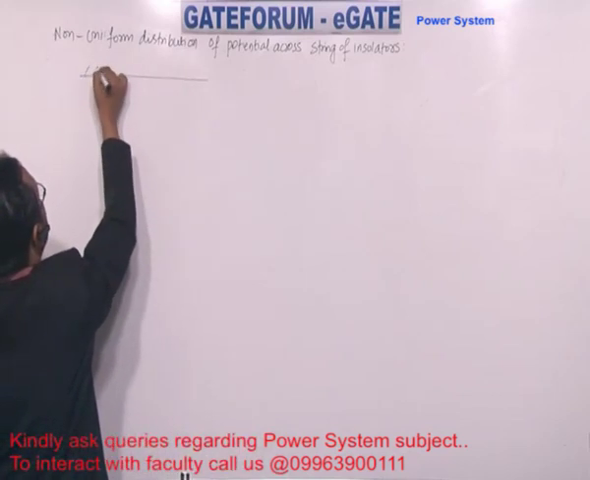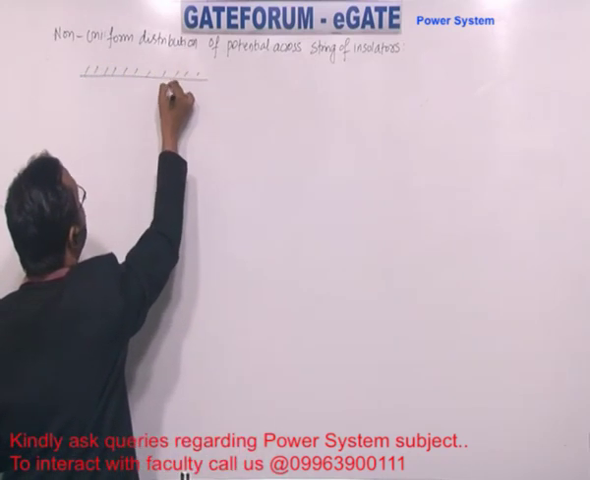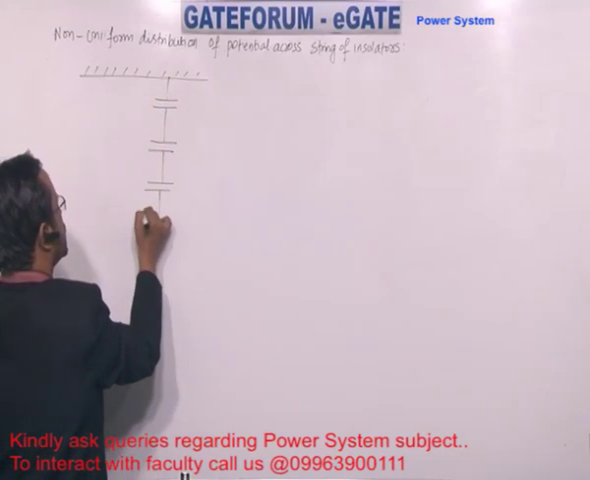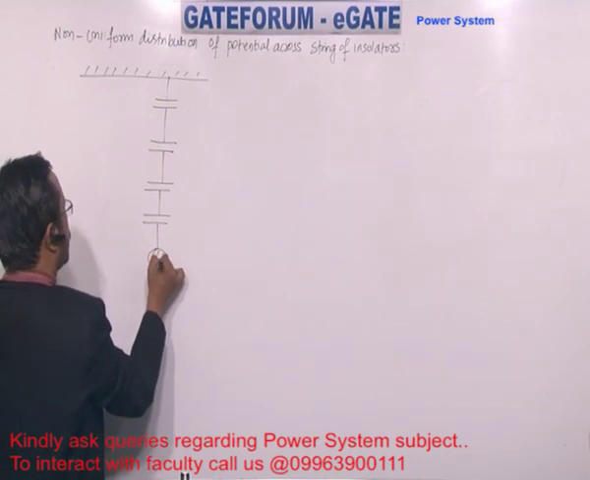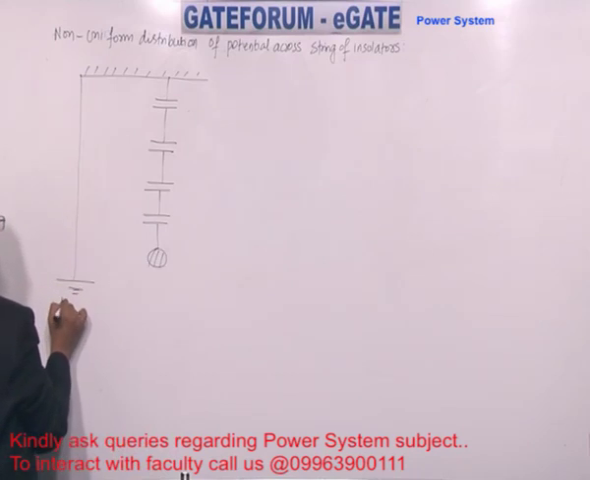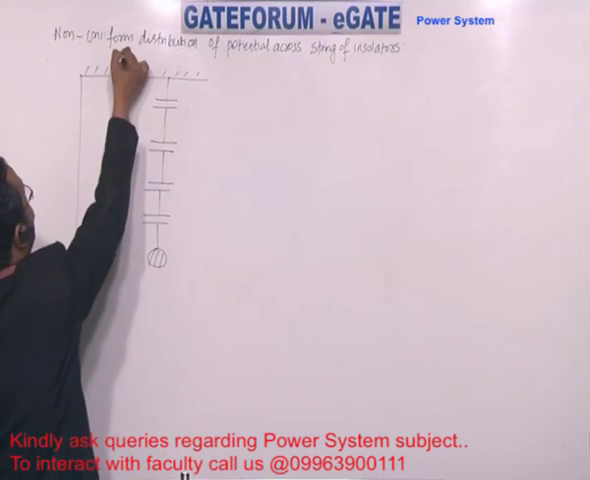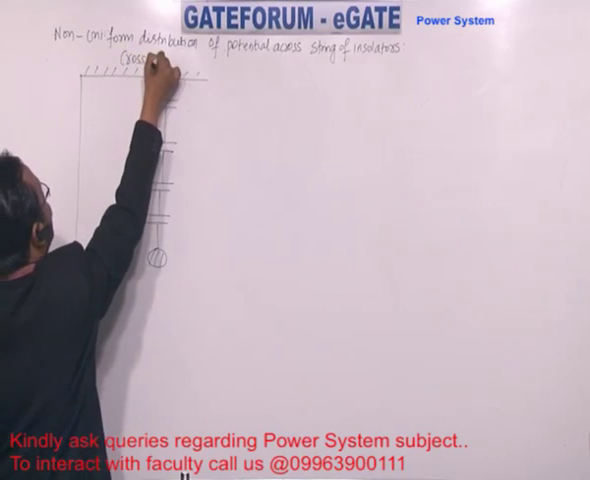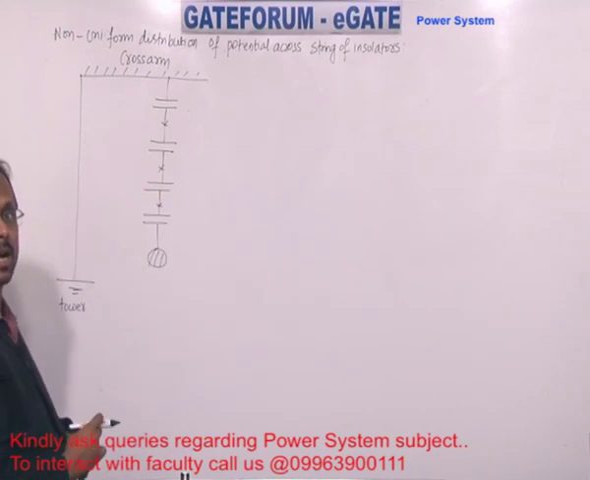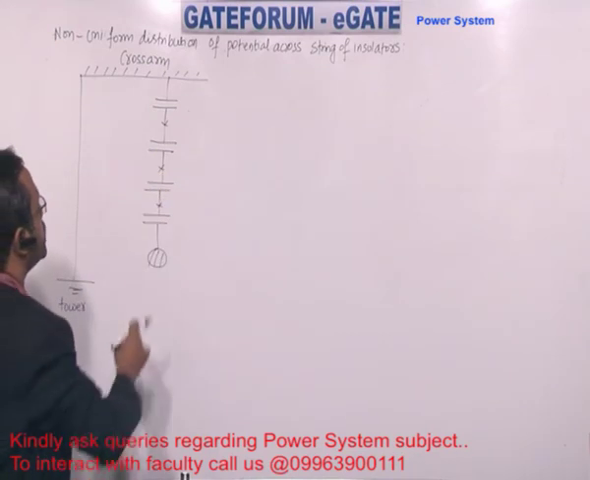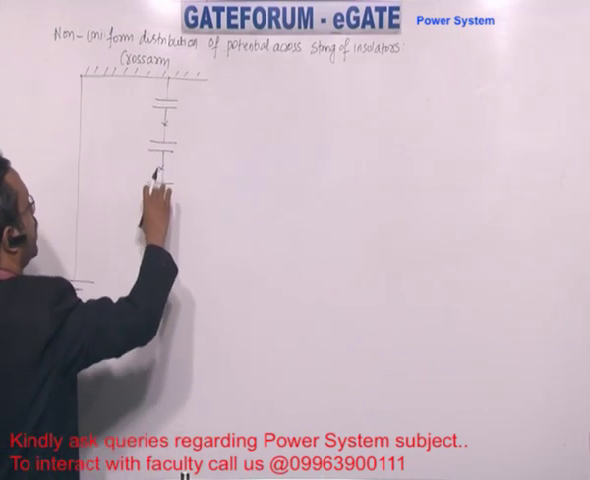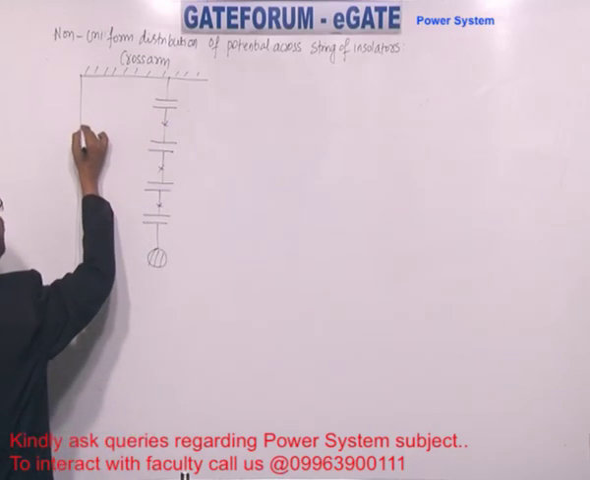So you consider 4 insulators. Each insulator is represented with a capacitance here. And here you represent the tower structure. And what about this one? Here you have the cross arm. And you know any two insulators are connected by the cross arm or by means of a metal part here. Any two insulators are connected by a metal part.